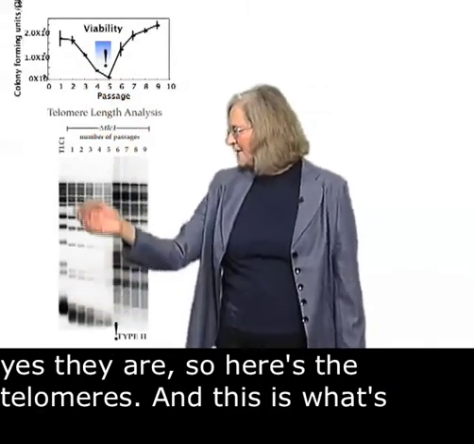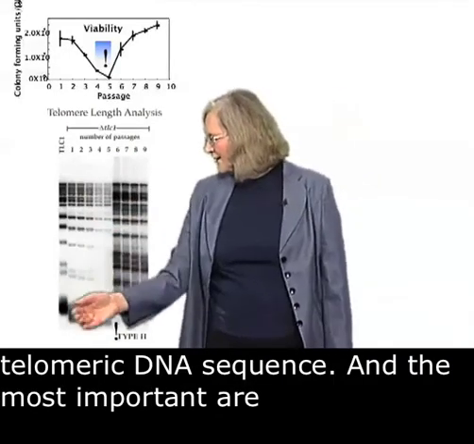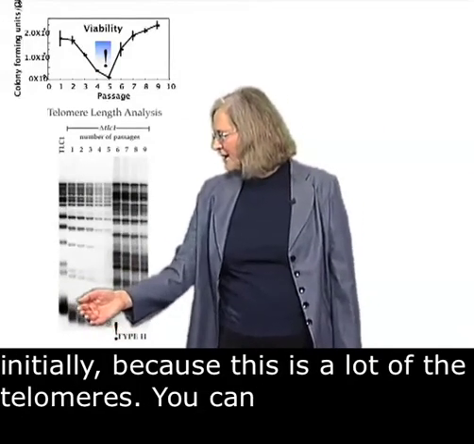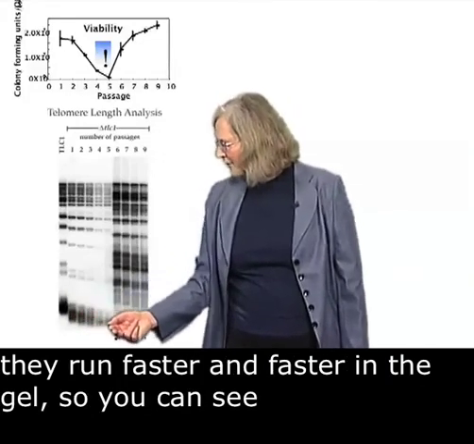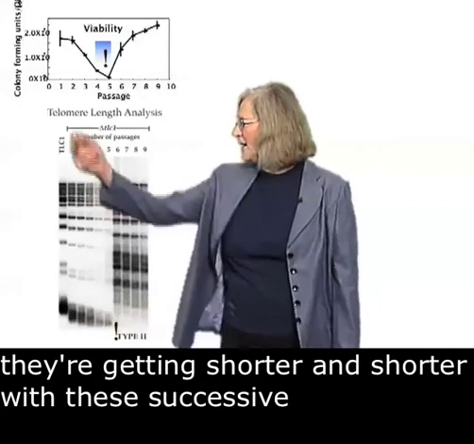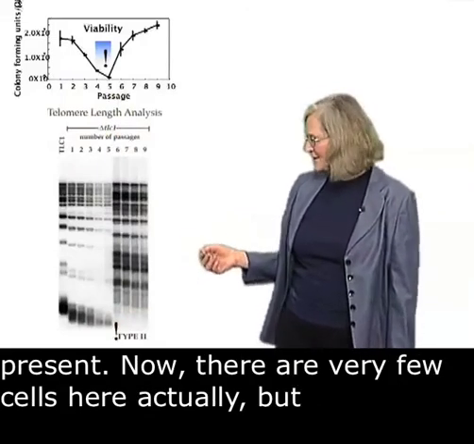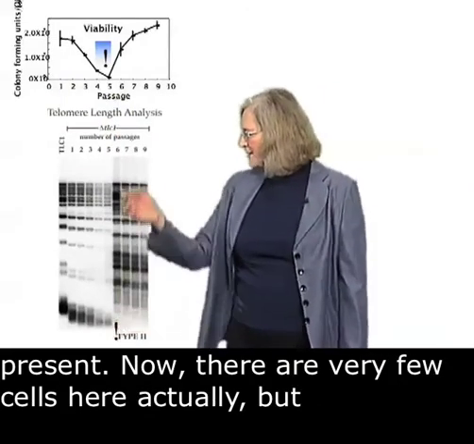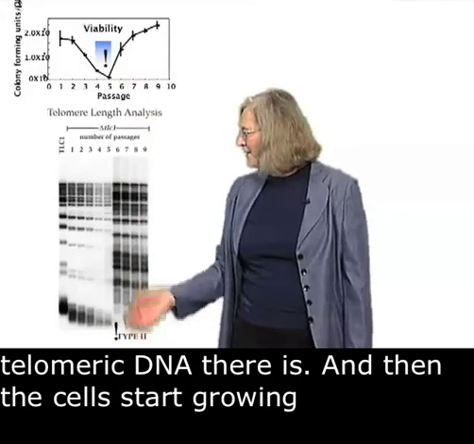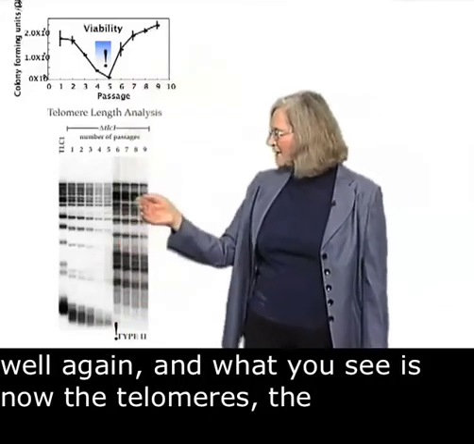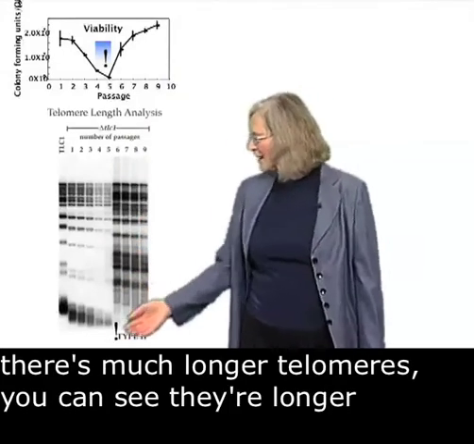So here's the telomeres. And this is what's called a Southern blot, where we're probing with a telomeric DNA sequence. And the most important are these bands down here. That's the easiest to look at initially, because this is a lot of the telomeres. You can see they're of a certain length. And then as they get shorter, they run faster and faster in the gel. So you can see they're getting shorter and shorter with these successive days of passaging of cell divisions without any telomerase present. Now, there are very few cells here, actually, but we loaded enough DNA so you can see what little telomeric DNA there is. And then the cells start growing well again, and what you see is now the telomeres, the pattern has changed. They're very heterogeneous, and there's much longer telomeres. You can see they're longer than these ones here.